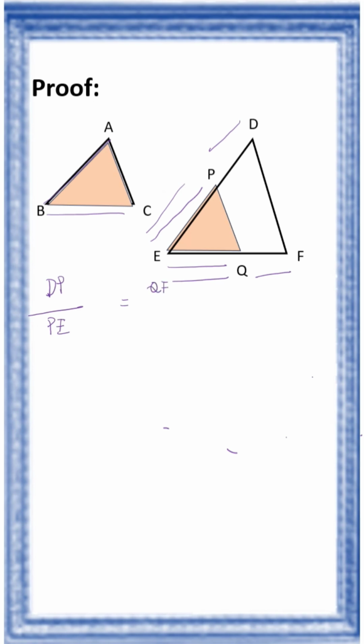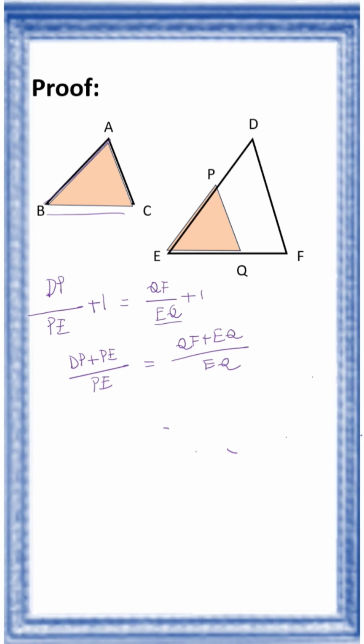Look at the figure now and then and write. Then add 1 to both LHS and RHS. Here LCM is PE, then in the numerator dP plus PE upon PE is equal to here LCM is EQ, QF plus EQ upon EQ. Here what will you have? Observe.